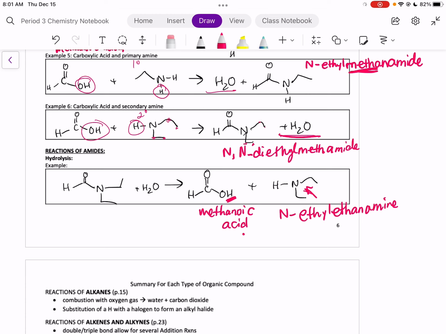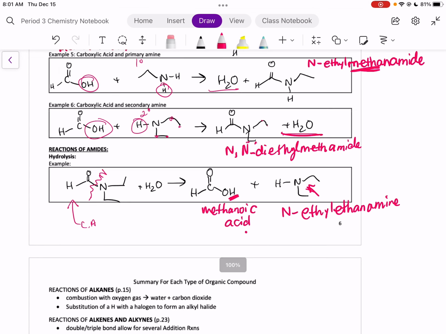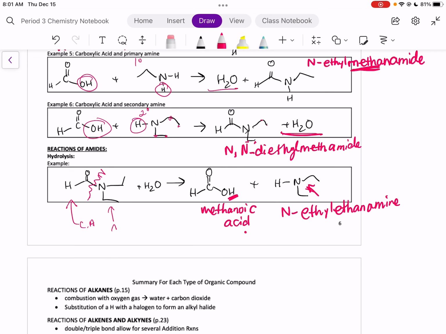In this last one, we're going to hydrolyze. So we're going to break apart any amide that we have, and it's going to break right here. We're going to remake a carboxylic acid and an amine. Okay, so if I have this one here, N-diethyl methanamide, I'm going to make back methanoic acid and N-ethyl ethanamide.